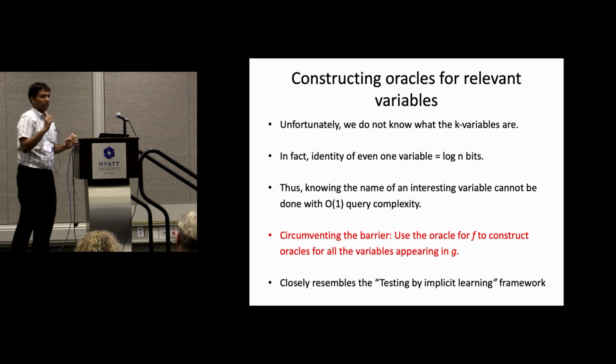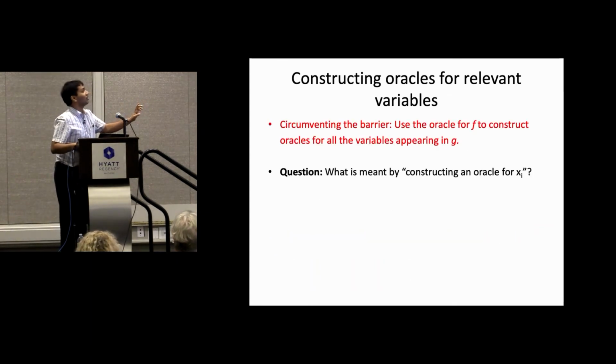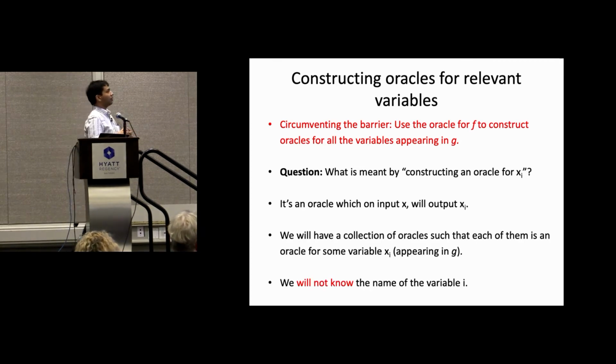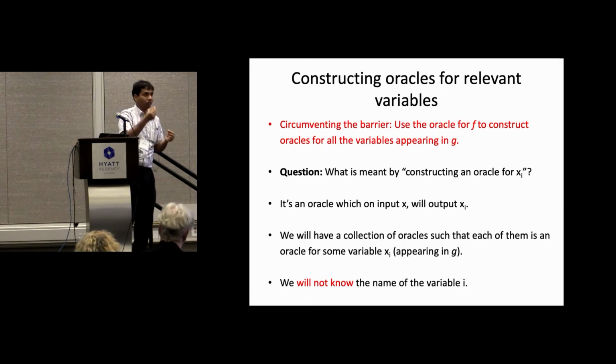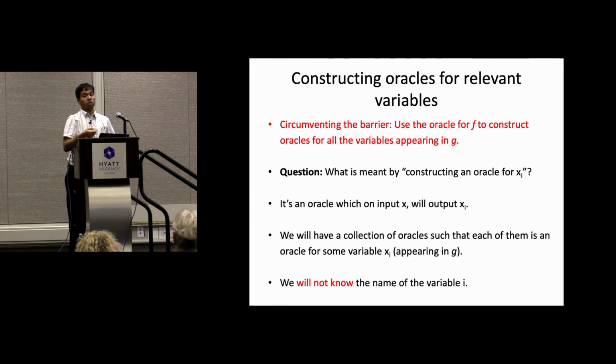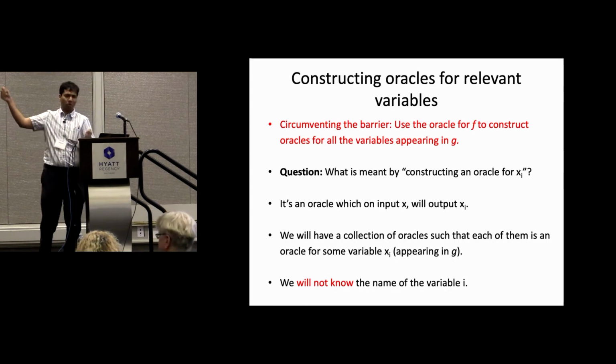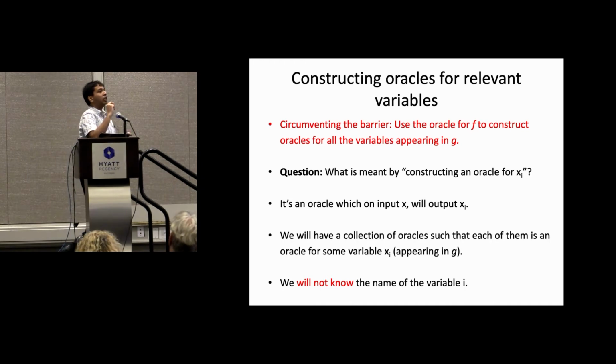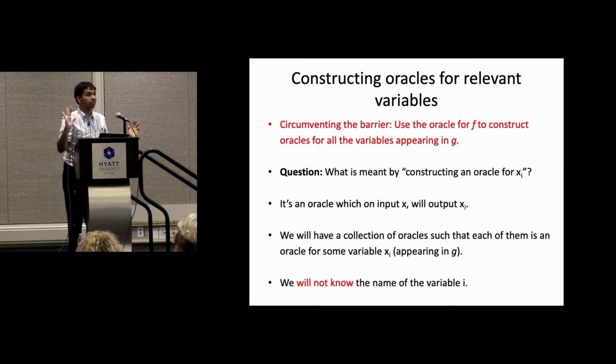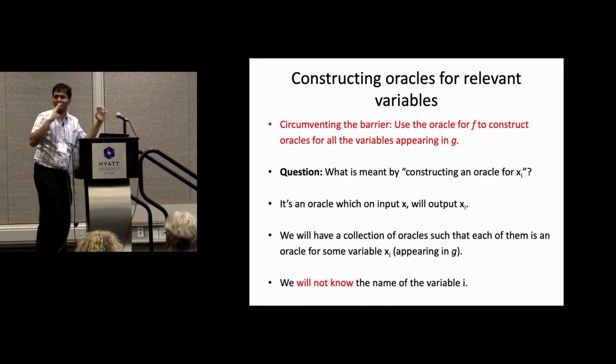Okay? Maybe I should explain what I mean by constructing an oracle for all the variables appearing in G. When I say I have constructed an oracle for, let's say, the variable x5, what I mean by this is an oracle which, when you give it any input, let's say 100010, will output the value of x5. It will output the value of the fifth coordinate. It will not tell me the name of the variable. That's too expensive. That's log n bits. It will just give me the value that x5 takes on this input. And so we will not know the name of the variable i. And so this is what I mean by an oracle for an interesting variable.